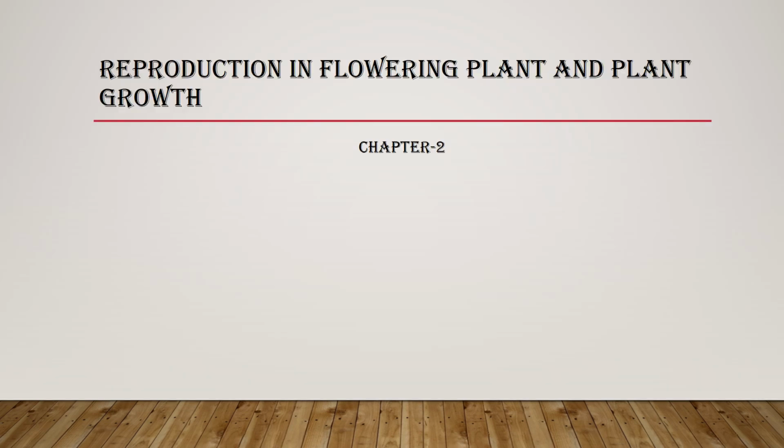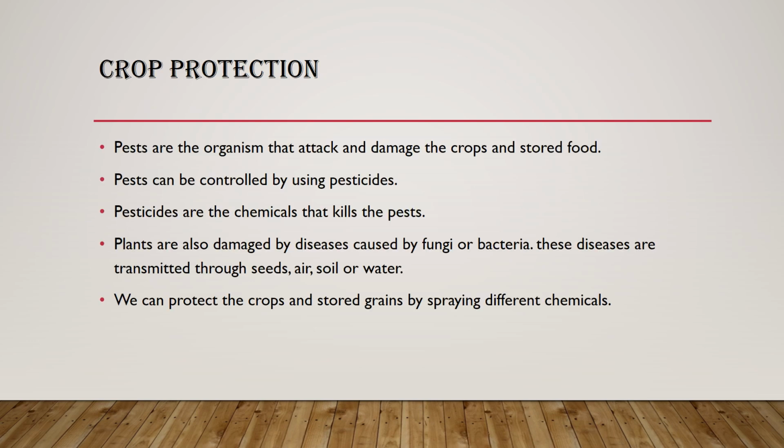So we are learning chapter 2, that is reproduction in flowering plants and plant growth. In the previous video we have learned different types of reproduction in a plant, like artificial reproduction, vegetative reproduction, reproduction through the flower, and also the structure of seed. Now today we will learn a few topics.